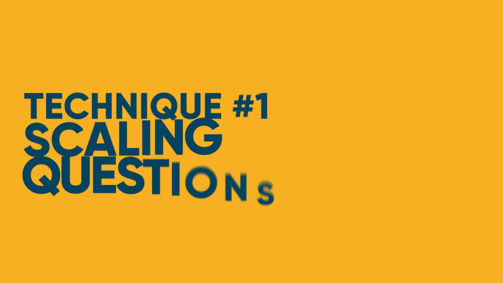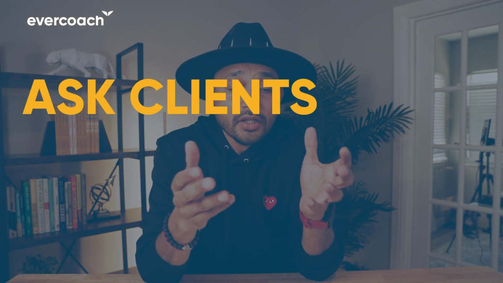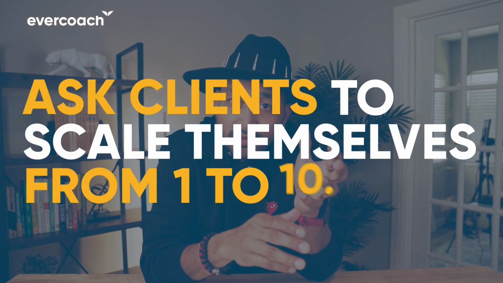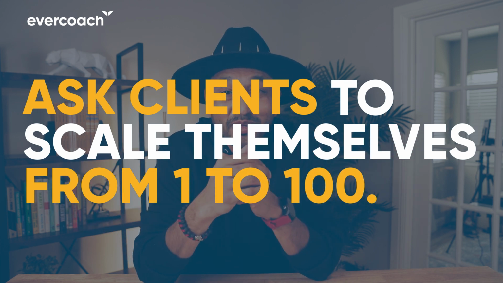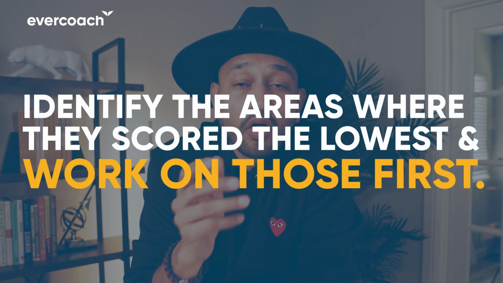The first technique is probably the most well-known technique there is, and that is called scaling questions. Scaling questions show up in many different formats as tools. Scaling questions simply means that you have a client pick different areas of their life, or you give them different areas of their life, and then ask them to scale themselves on a scale of 1 through 10, 1 through 100, however you like, and help identify which are the areas that they rate themselves lower, and hence they would want to work on first.